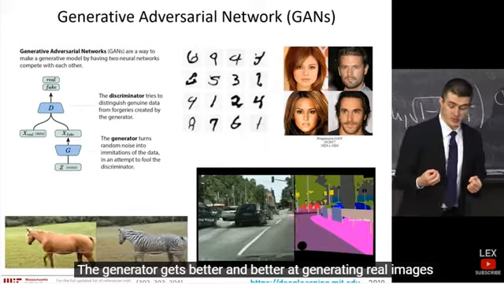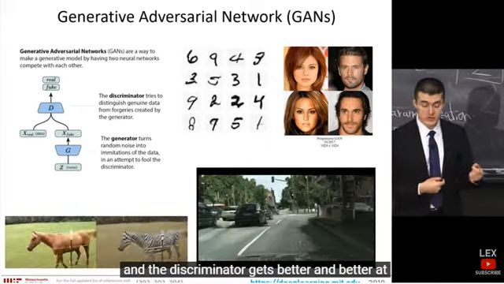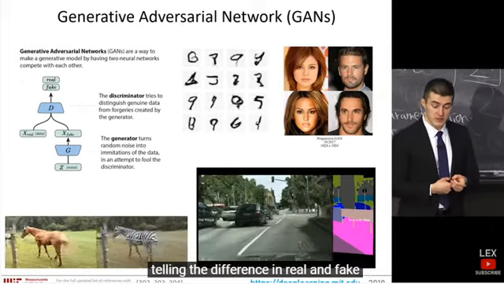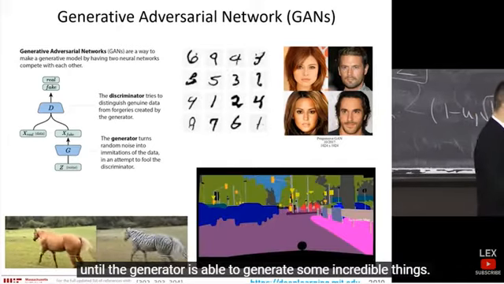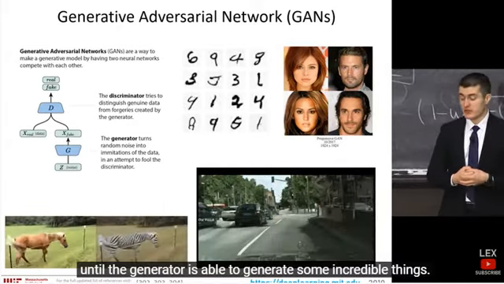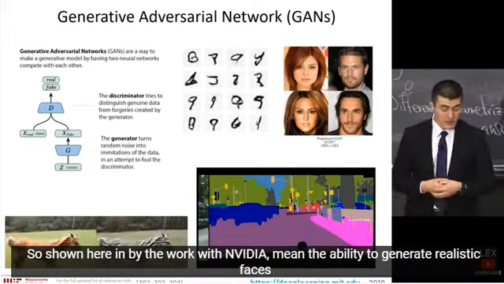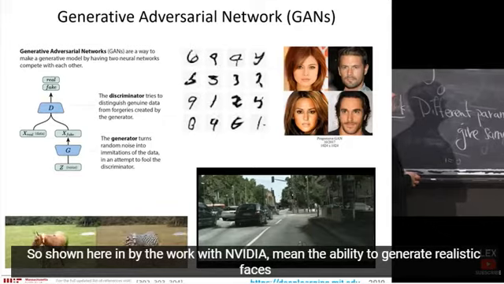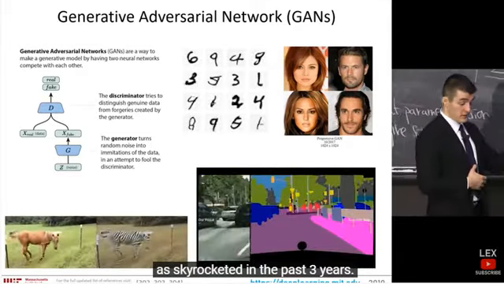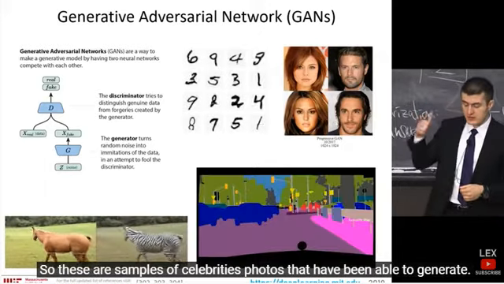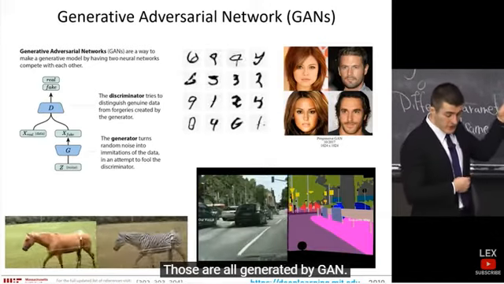The generator gets better and better at generating real images to trick the discriminator, and the discriminator gets better and better at telling the difference between real and fake until the generator is able to generate some incredible things. So shown here by the work with NVIDIA, the ability to generate realistic faces has skyrocketed in the past 3 years. So these are samples of celebrities' photos that have been generated. Those are all generated by GAN.